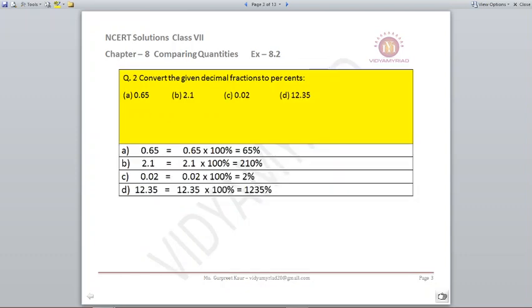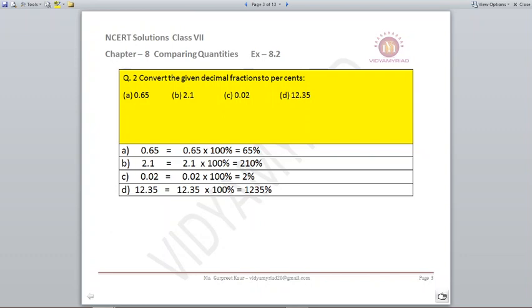It will become 28 4 by 7%. Question number 2. Convert the given decimal fractions to percent. So whenever, children, you have to convert and write your answer in percent, simply multiply with 100 and put the percent sign. So you have 0.65, multiply it by 100, so you will shift your decimal place 2 steps towards the right. So 0.65 will become 65%.